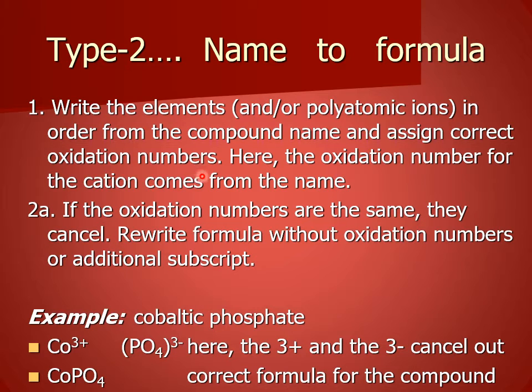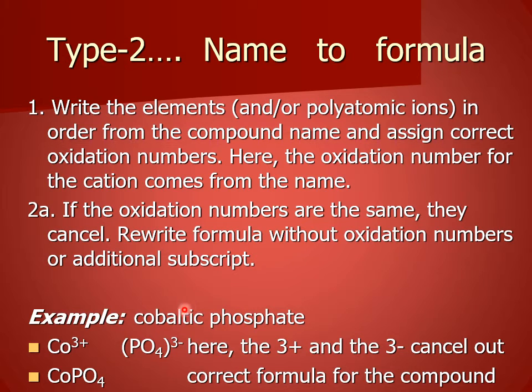So here the oxidation number for the cation will come from the name. You don't have to look that up because it's going to say like iron 2 oxide. Well, iron 2 oxide, that's iron with the 2 positive charge. That's where you get that from. Now, if the oxidation numbers are the same, like a 2 positive and a 2 negative, remember they just cancel. So you don't crisscross or anything. You just simply eliminate the charges and rewrite the formula without any subscript, without any oxidation numbers.